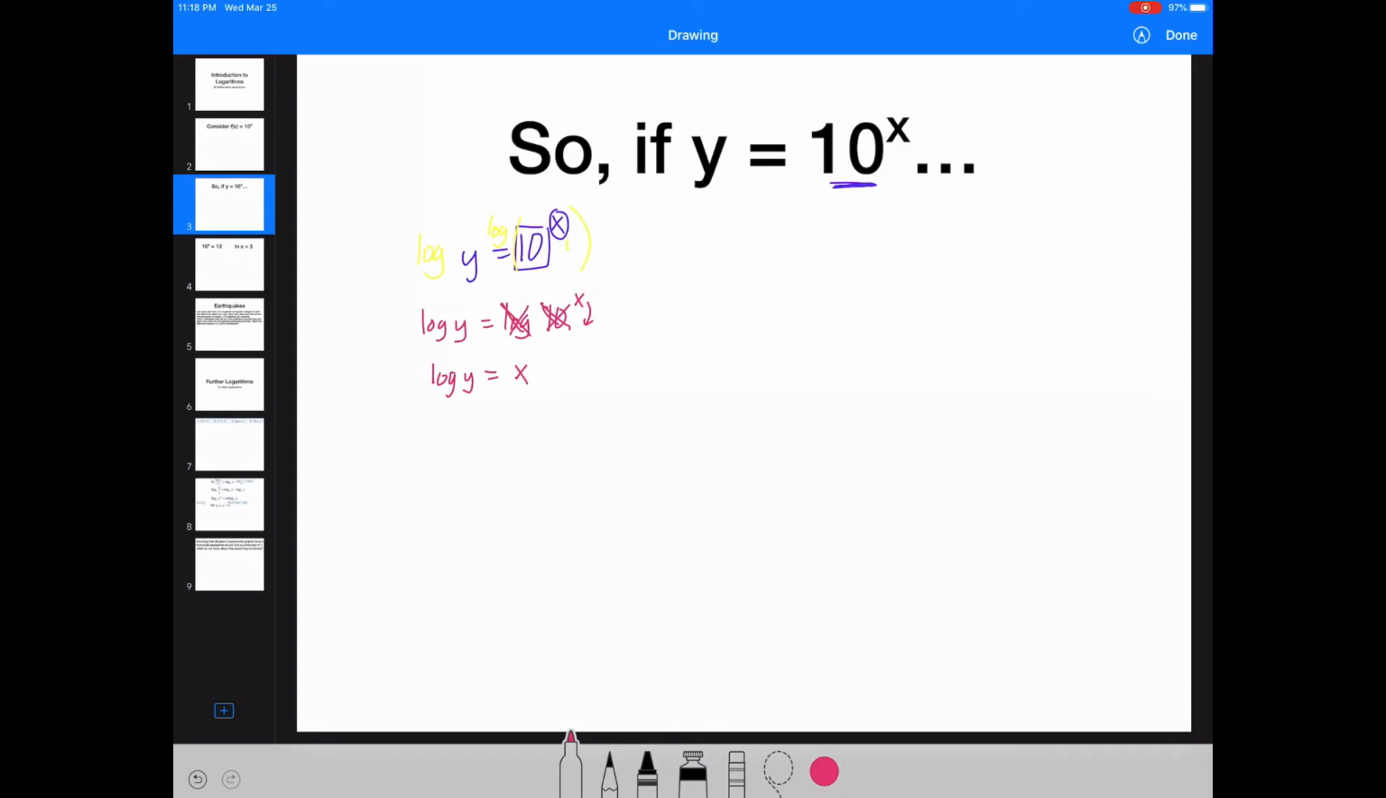Because I've canceled out the exponential, which brings this down as a regular number now, and then the log is also gone, all that we're left with is x. And so this is a common conversion: if you have this, you can always rewrite it as this right here. Okay? Let me show you another example.